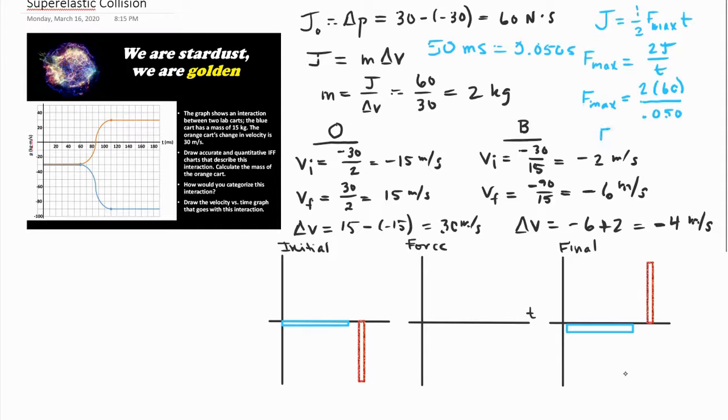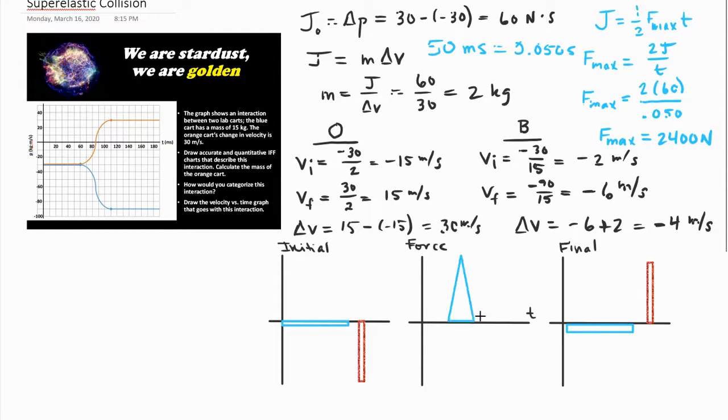0.050 means F max equals 2,400 newtons. All right, so now we know how tall to make these triangles, and we know how wide. Now we just make sure we get the right shape on the right side here for our force versus time graphs. Let's grab a triangle here.